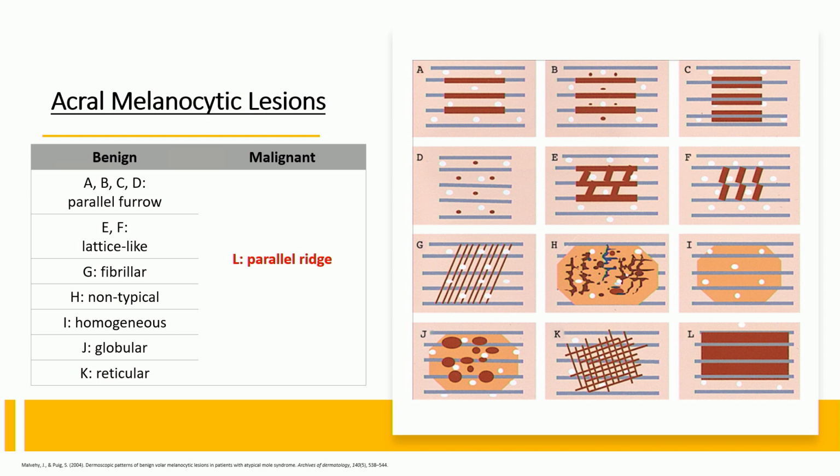The palms and soles, again, look quite different. There are a lot of different patterns, but if I can just tell you which ones will be most concerning, normally we talk about furrow versus ridge. The furrow is when you have those thin lines, and this is the ridge. It looks pretty nice in this cartoonized version, but in real life it can be quite difficult to notice the difference.